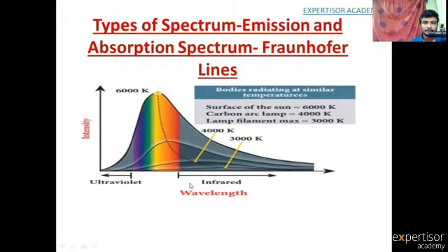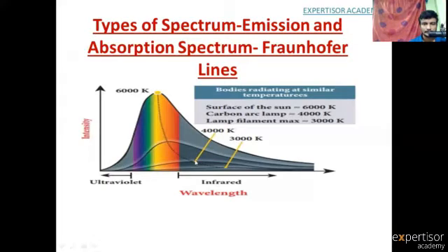So look here. Here we observe one graph. On the x-axis there is wavelength, and on the y-axis there is the intensity of the light. For the higher intensity, that range is 6000 K. So this is the surface of the sun.